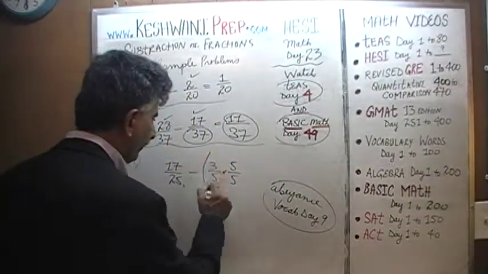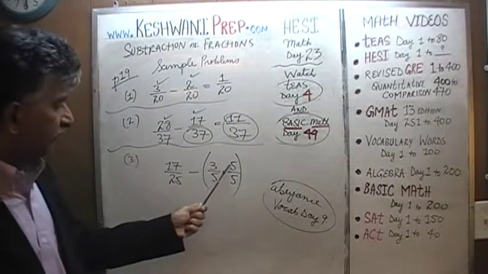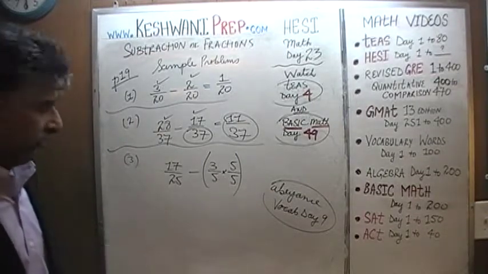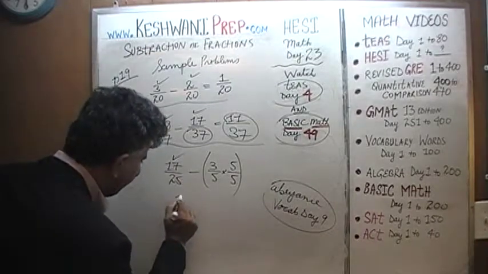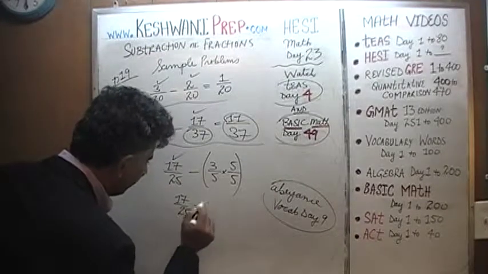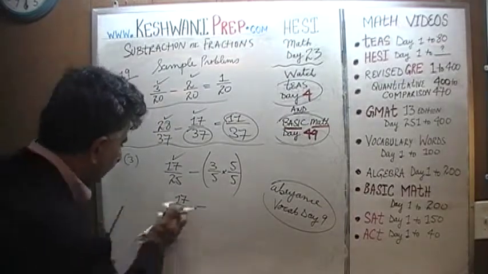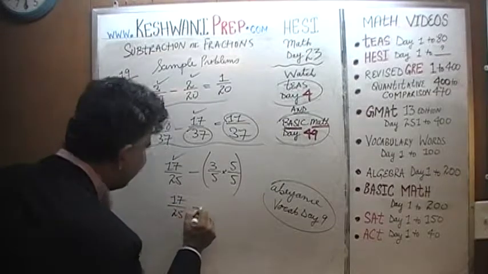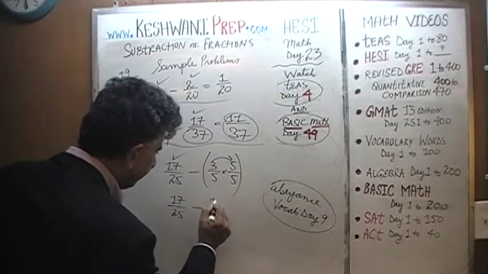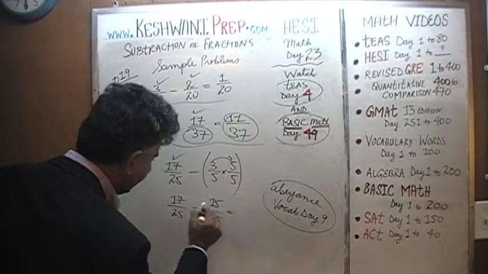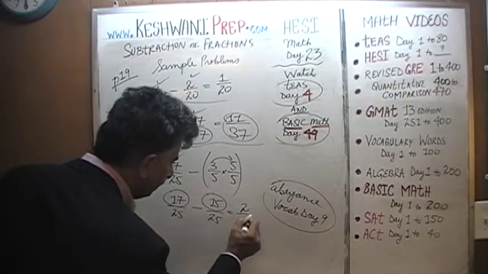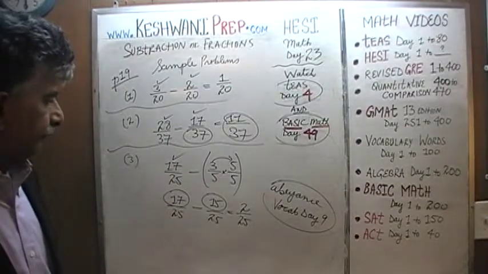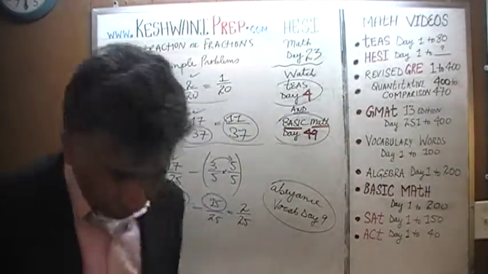So here is our second fraction, which is 3/5 times 5 over 5. Now 5 times 5 is 25, we have 25 here, they have the same common denominator. 17 over 25 minus, let me rewrite it, that did not come out very nice. 17 over 25 minus 3 times 5, which is 15 over 25, and that's just 17 minus 15, which is 2 over 25. That's it, that's the answer. Let's move on to number 4.